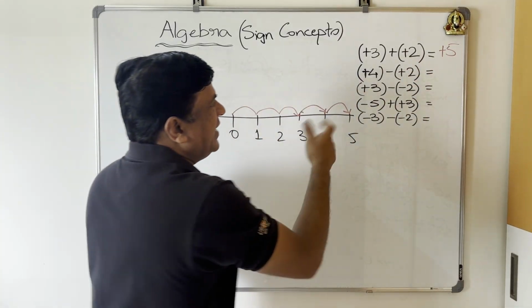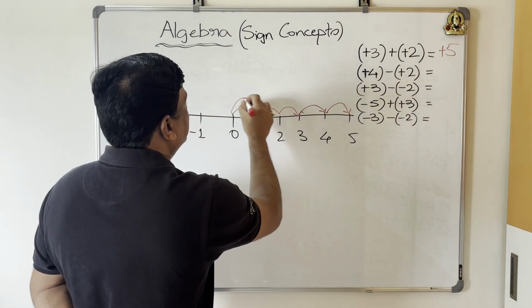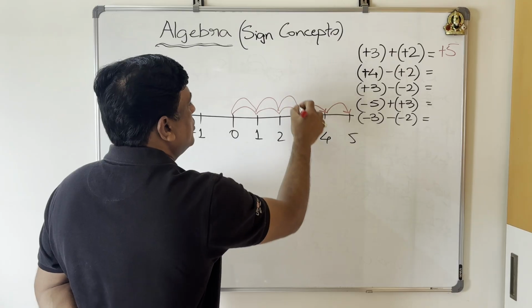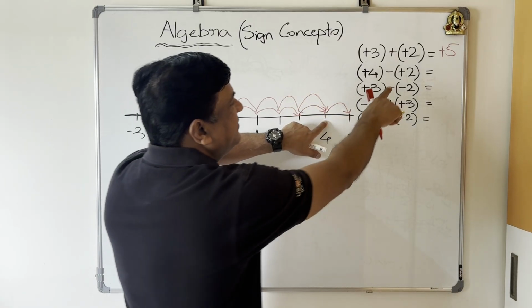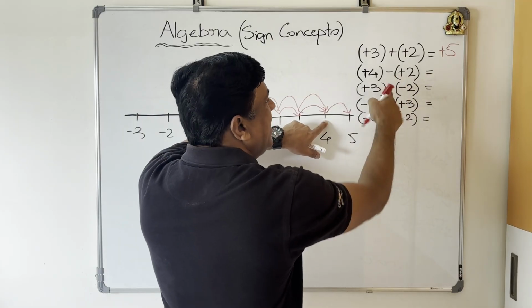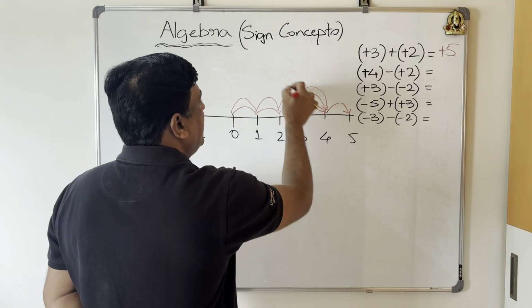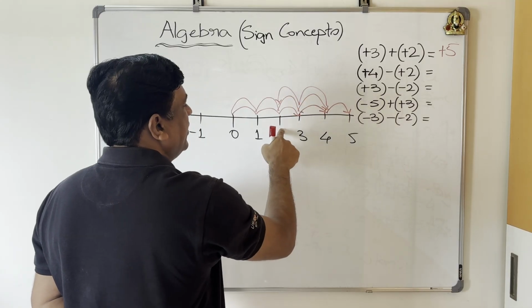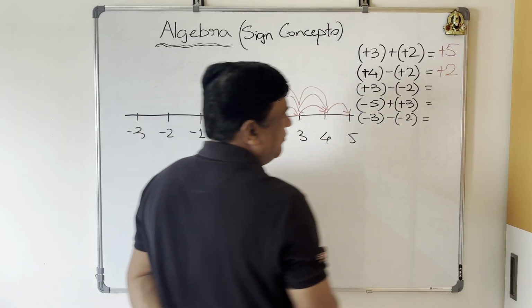Okay, let's look at the next one. They say plus 4. Go 4 positions. 1, 2, 3, 4. I'm here right now. Now they are saying no, go to the left 2 positions. So I'm going to travel left and come here. Where do I land? I land at plus 2. So your answer is plus 2 over here.